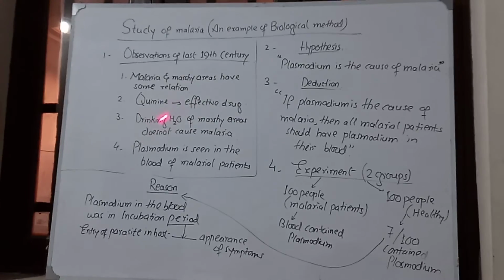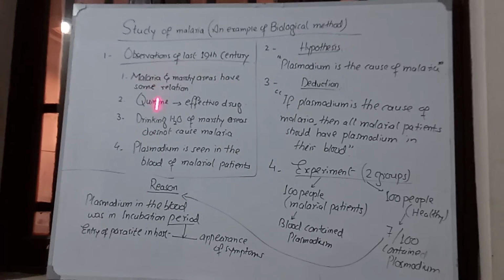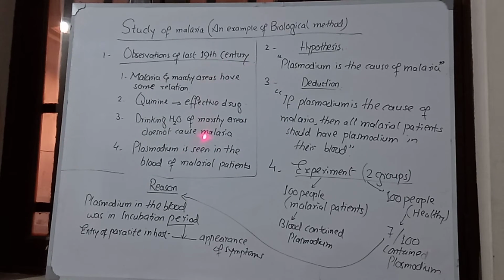Okay. Then plasmodium is seen in the blood of malarial patients. In the late 19th century, there was a scientist named Laveran, and he actually saw, or observed, plasmodium in the blood of malarial patients. So on that basis, it has been mentioned here: plasmodium is seen in the blood of malarial patients. So these were the basic observations of the late 19th century regarding malaria.